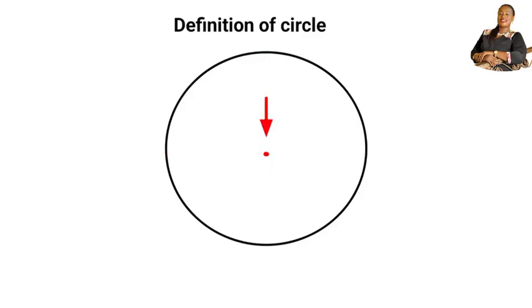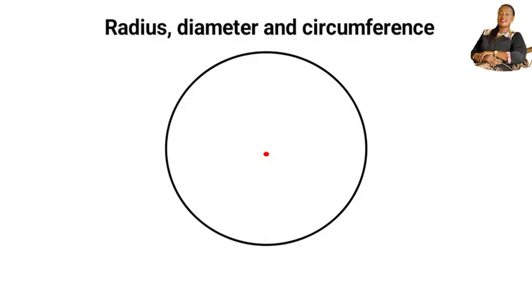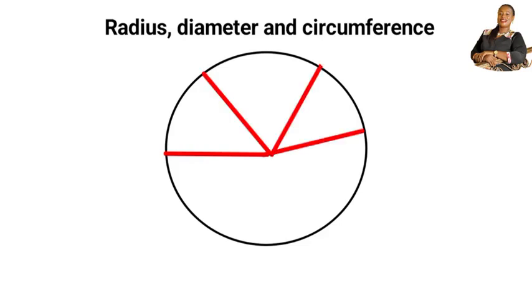A circle is a set of all points that are the same distance from a single point called the center. The radius is the distance from the center to any point on the circle. This line that is used to measure the circle from the center to any point on the circle is called radius. So, the radius is the distance from the center to any point on a circle.